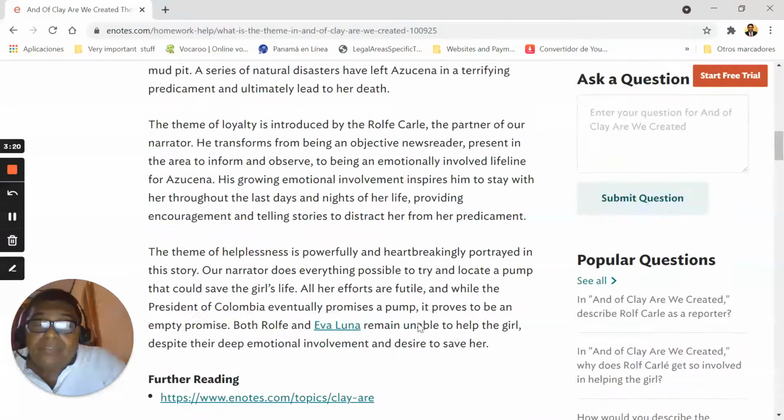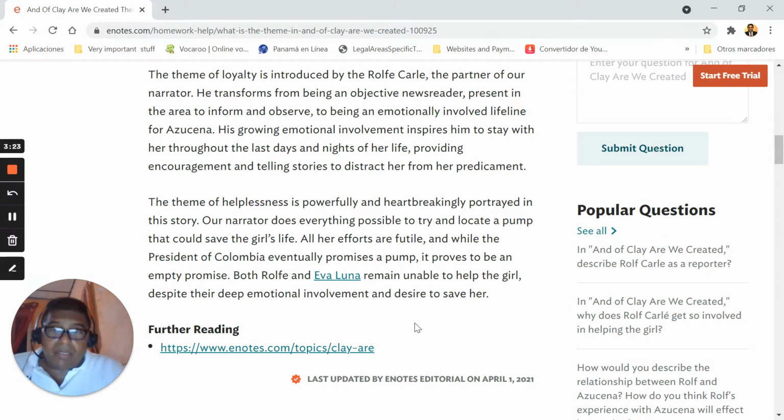The theme of hopelessness that I was talking about is powerfully and heartbreakingly portrayed in this story. Our narrator does everything possible to try and locate a pump that could save the girl's life. All her efforts are futile, and while the president of Colombia eventually promises a pump, it proves to be an empty promise. Both Rolf and Eva Luna remain unable to help the girl, despite their deep emotional involvement and desire to save her. Okay?